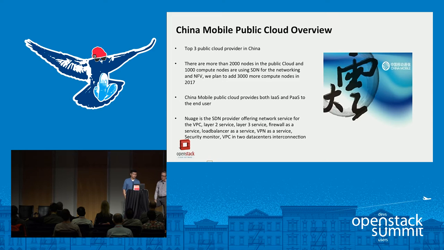China Mobile Public Cloud is a top three public cloud provider in China. There are more than 2,000 nodes in our public cloud, and 1,000 compute nodes are using SDN for the networking and NFV. And we plan to add 3,000 more compute nodes in 2017. China Mobile Public Cloud provides both IaaS and PaaS to the end user.